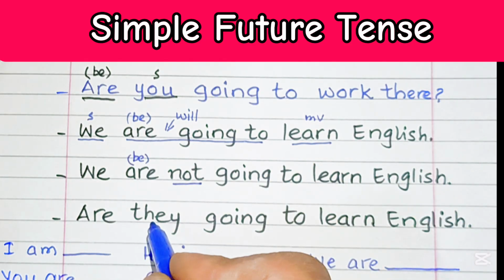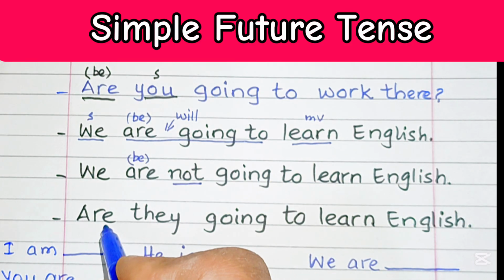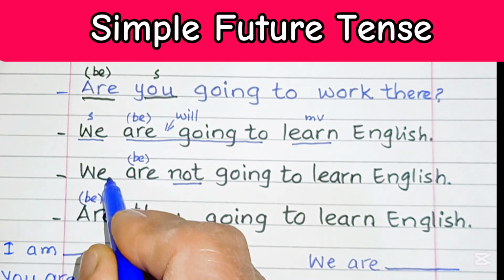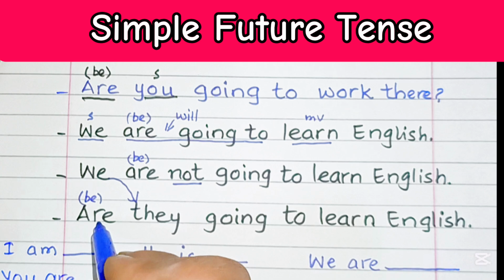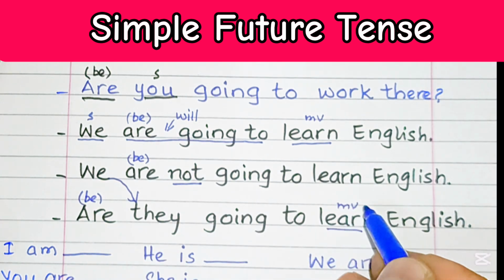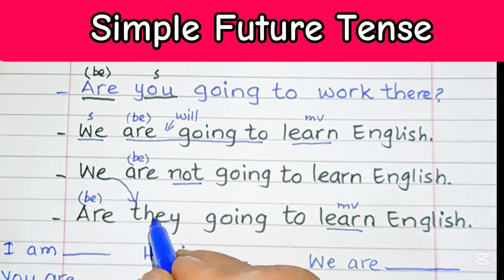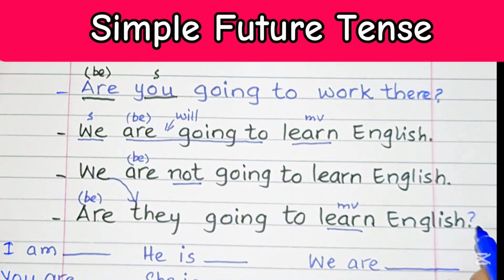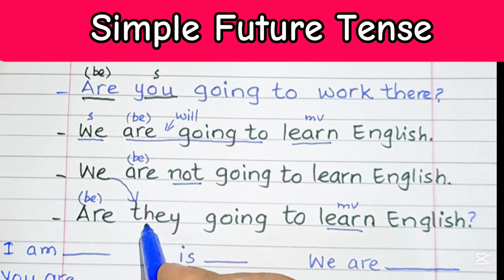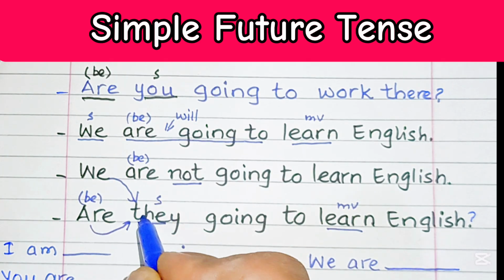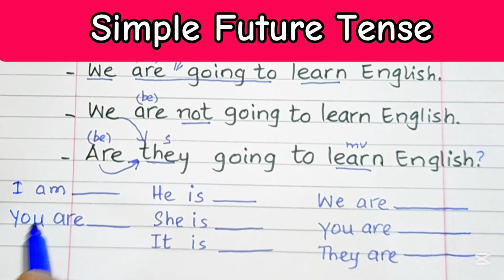And to make a question, put the be verb right in the beginning and change we to they. Are they going to learn English? So this is the main verb in its simple form. Are they going to learn English? Then there should be a question mark. So this is the subject they, and the verb be matches they, the new subject.